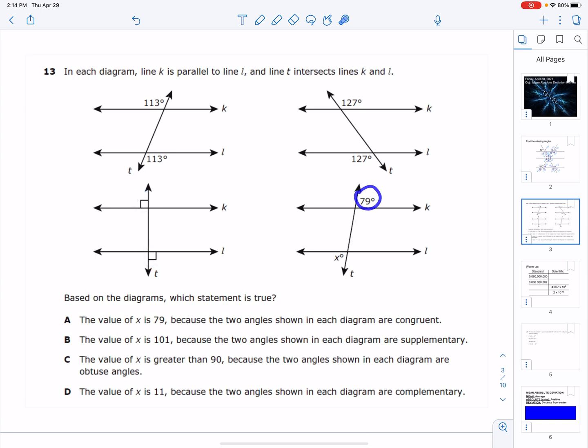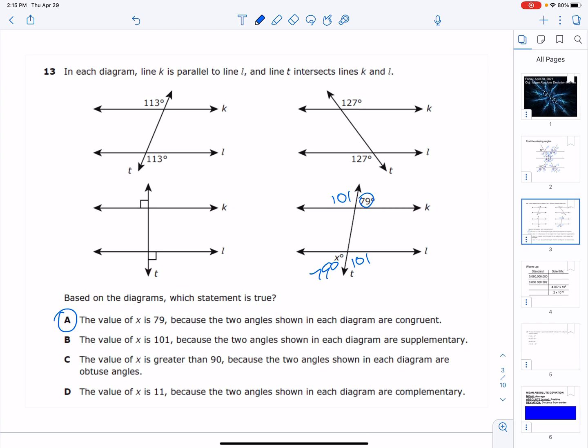So what could we say about this 79 and this X degrees? Well, hopefully you could say that it's also 79 degrees. So now if we look at our answer choices, it says, the value of X is 79 because the two angles shown in each diagram are congruent. That's a true statement. So then it says the value is 101. Well, where'd you get 101? Well, if you look at the 79 and the angle right next to it, that's going to be 101, okay? So its corresponding angle would be there.